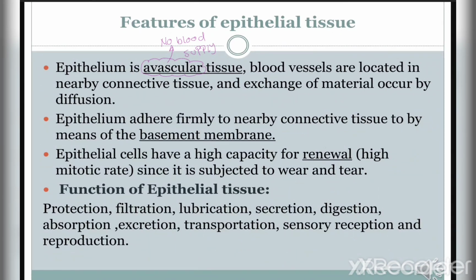The main functions of the epithelial tissue: it has a role in protection, like in the skin; filtration, like the epithelium of the kidney or the renal tubules; lubrication, like the mesothelium inside the intraperitoneal cavity; secretion, like in the kidney; digestion, for example the GI tract; absorption, excretion, transportation. Many functions according to its site in the body, whether in the different organs, each organ has the characteristic and the function of that specific organ.